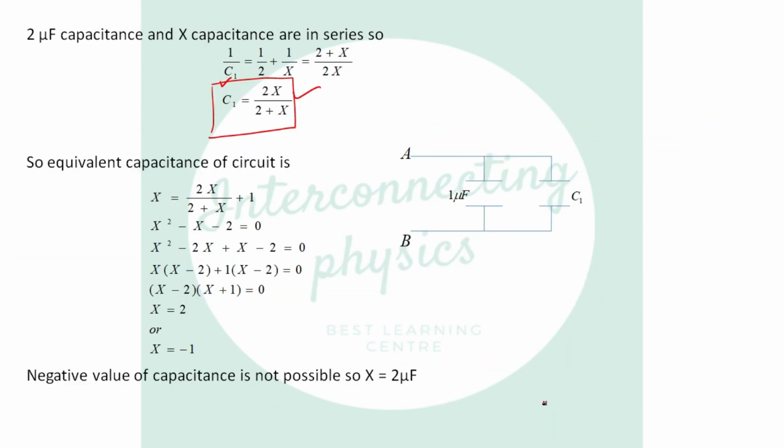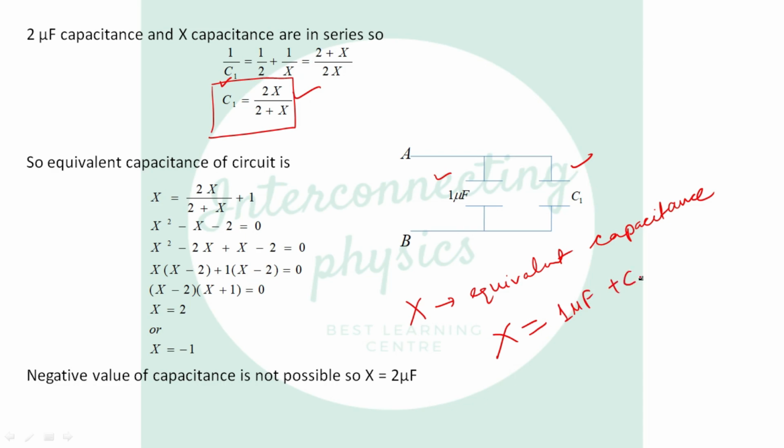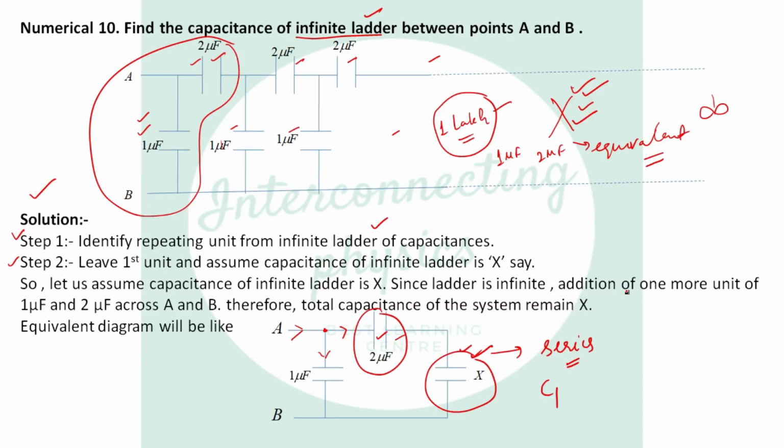Okay. Now this C1 and 1 microfarad are in parallel. So let us calculate the parallel. Now we have already assumed X is the equivalent capacitance of the whole infinite ladder. Okay. So X will be 1 microfarad plus C1. Hope you understand? No? Let us understand again.